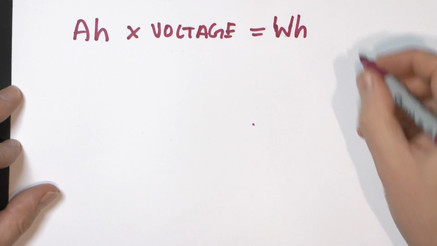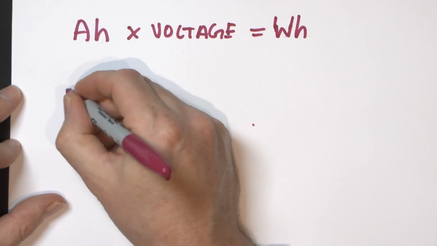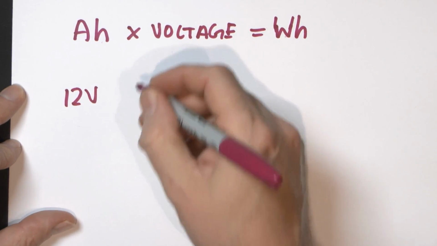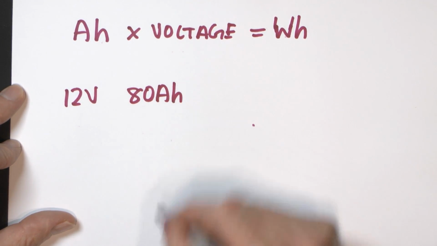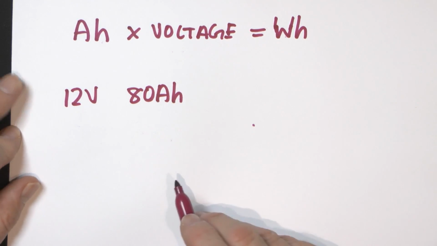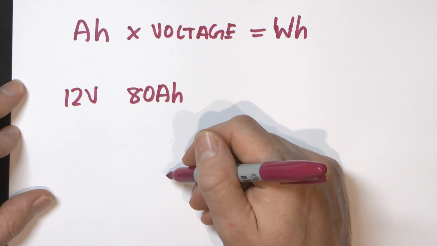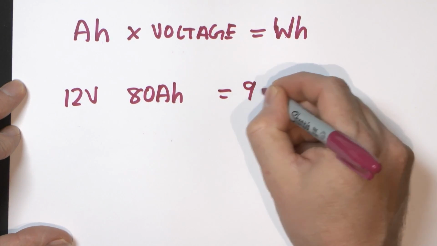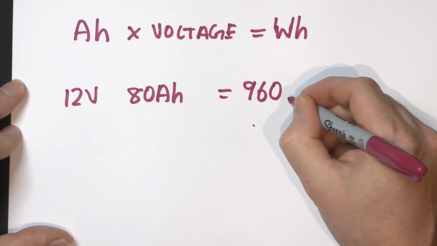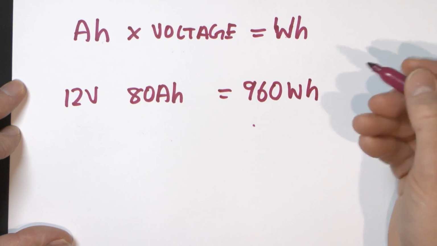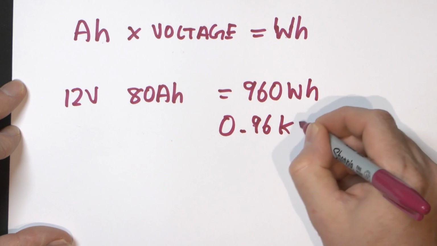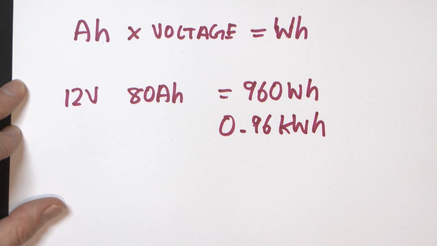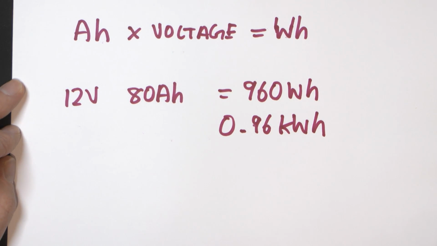That's capital W, obviously. So for example, if I had a 12 volt lead acid battery and it was an 80 amp hour rating, then it's just those two multiplied together. 12 times 80 would equal 960, and that would be 960 watt hours, or you could also call that 0.96 kilowatt hours, or roughly just under 1 kilowatt hour.